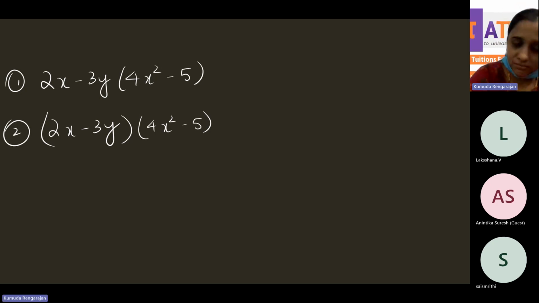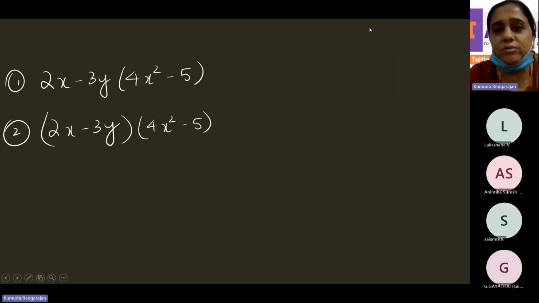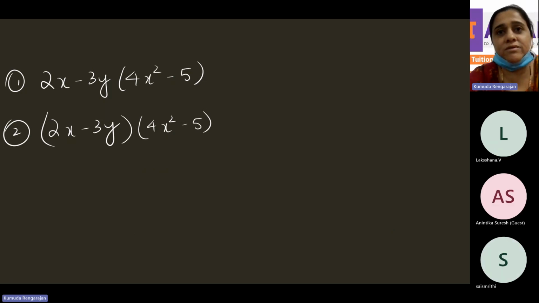They mean the same. Others, Lakshana and Sai Smriti. I'm sorry, Anantika. Same, ma'am. Very good. Same. All of you? Lakshana? Ma'am, same. So then I'm the odd one out, because I'm saying they're not the same. They are different.